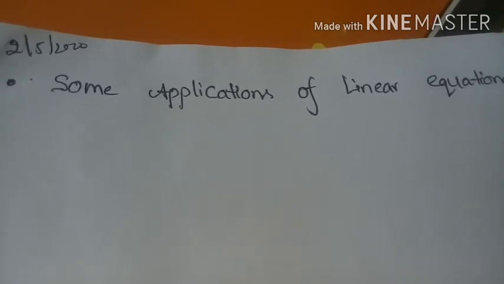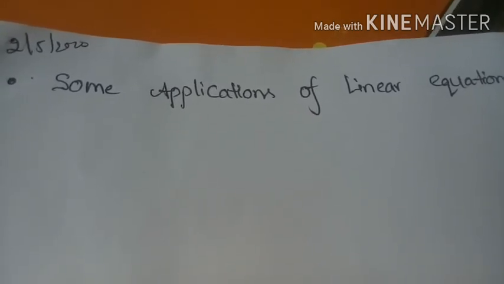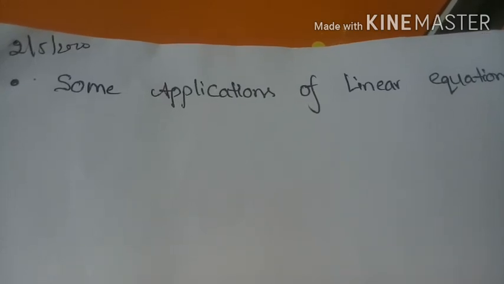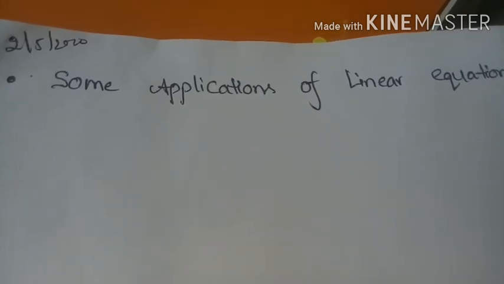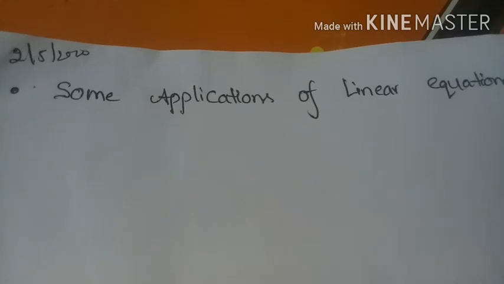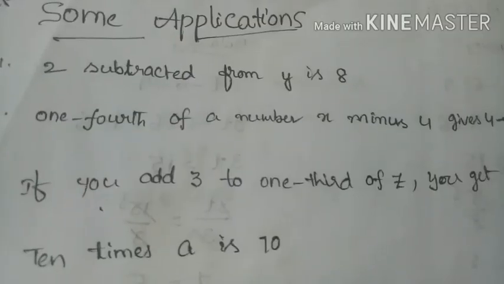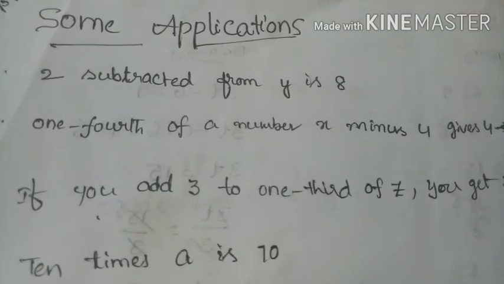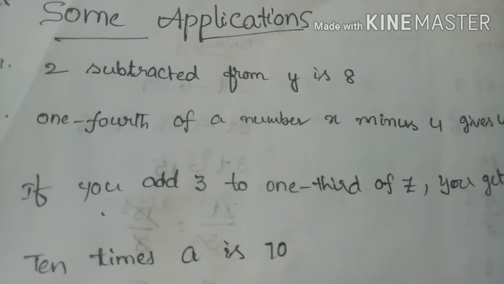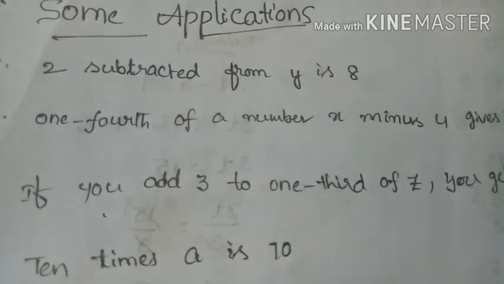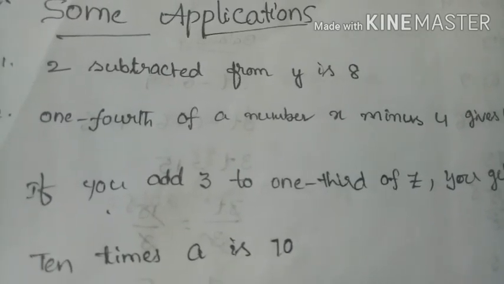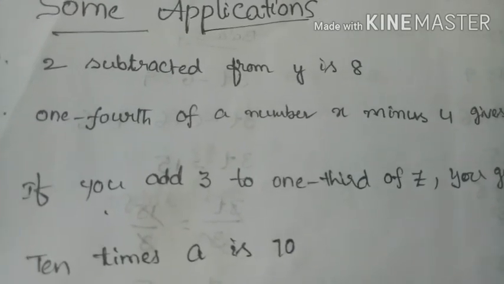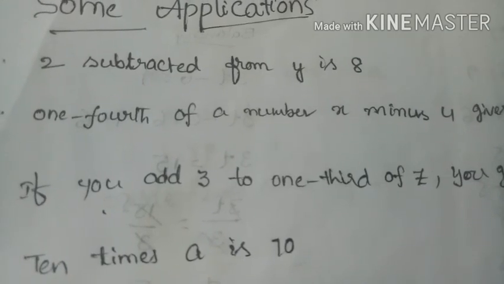Before I start the example, I should say how to frame an equation. You already learned this in previous classes. Once again we recall that. First one: 2 subtracted from y is 8. How should you frame this equation? So 2 is subtracted from y is 8.